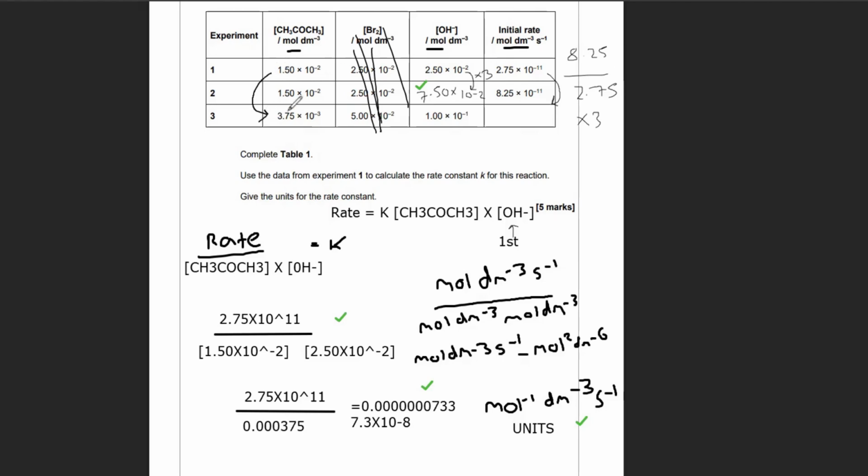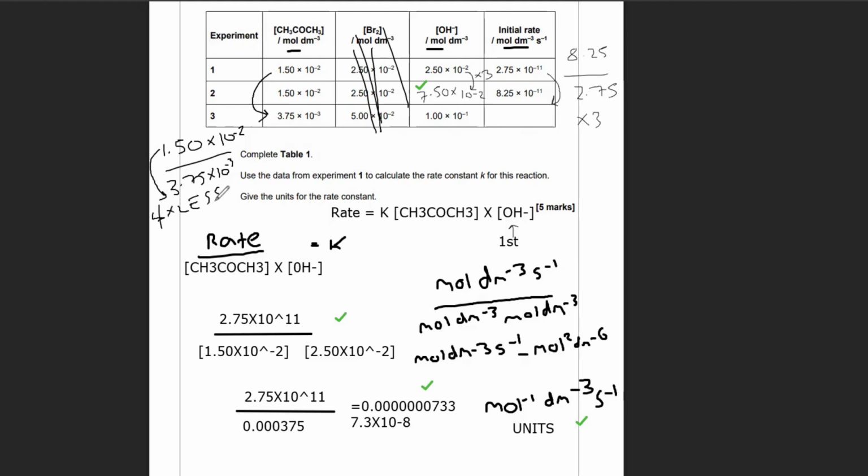So let's see what's happened to the propanone. Well, we're going to divide. Oh no, we're going to divide. It's gone down, hasn't it? Look, it's to the minus 3. So the propanone has got less. So it's gone from 1.5 times 10 to the minus 2. Now I want to divide that by 3.75 times 10 to the minus 3. What a bummer. Let's do that. 1.50 times 10 to the minus 2 divided by 3.75 times 10 to the minus 3. And that tells me it's got 4 times less.